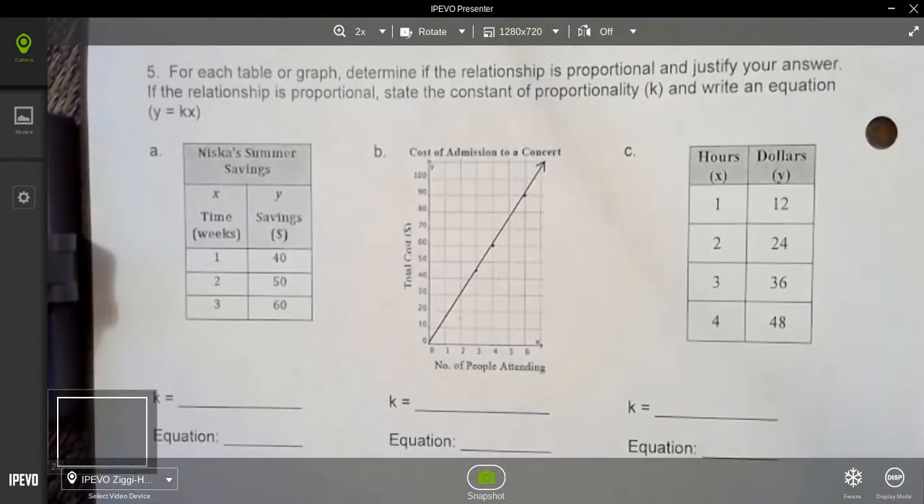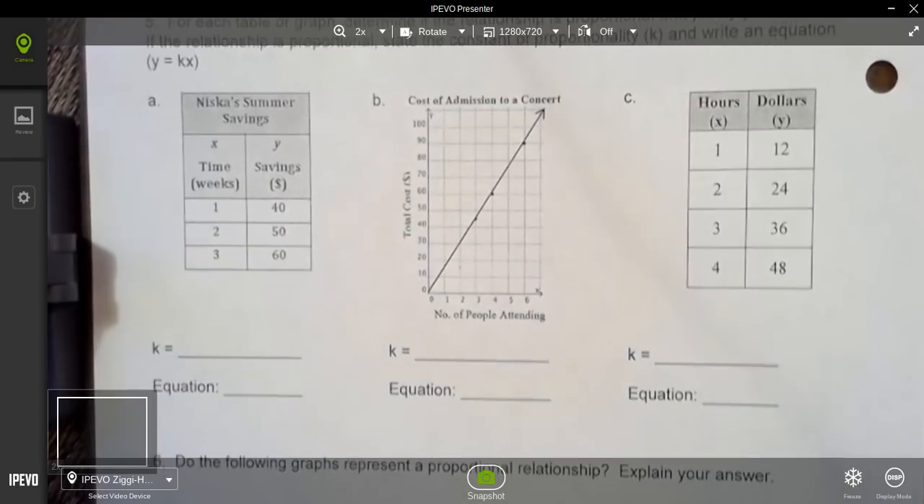Nice example of how we can tell if an equation represents a proportional relationship, but we also have to be able to recognize when a table or a graph represents a proportional relationship. For each table or graph, determine if the relationship is proportional and justify your answer. And if it is proportional, then we're going to state the constant of proportionality k, and we're going to write the equation in the form of y equals k times x.